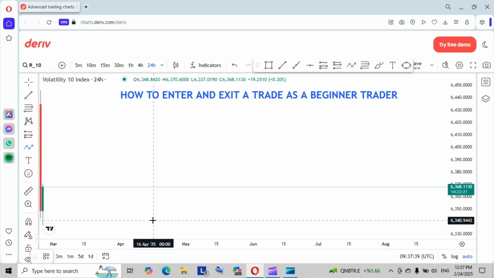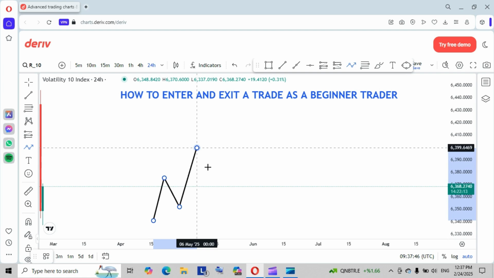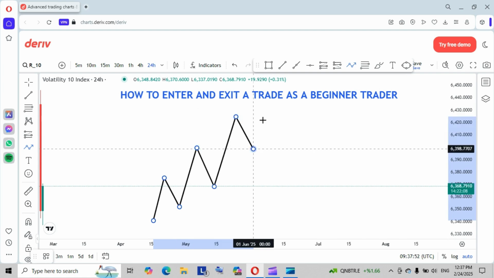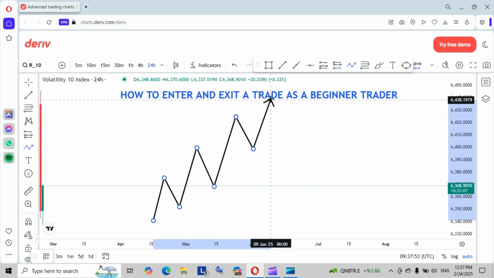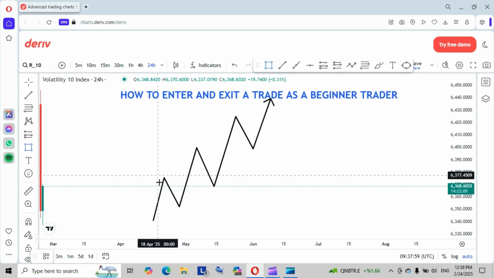This is where you tend to see higher high, higher low. You have a higher high, a higher low, and a higher high. So at this particular point here, this is what we call the higher high.